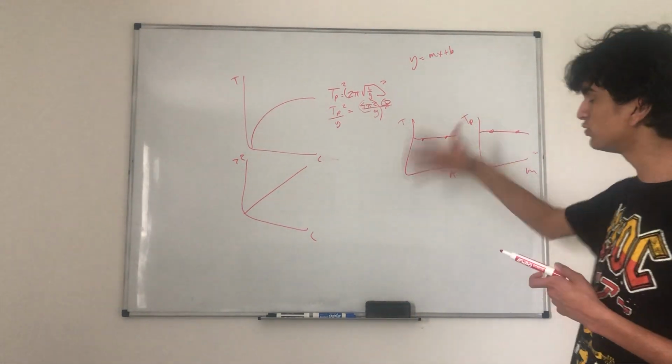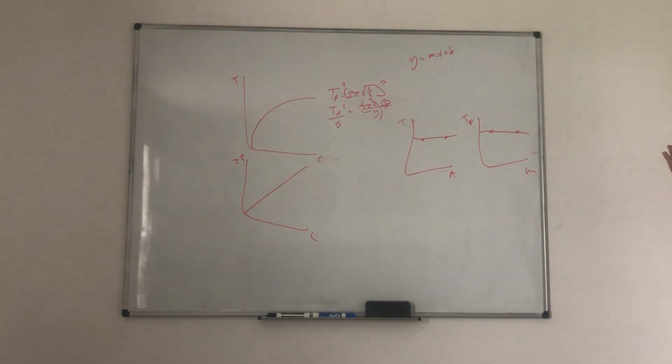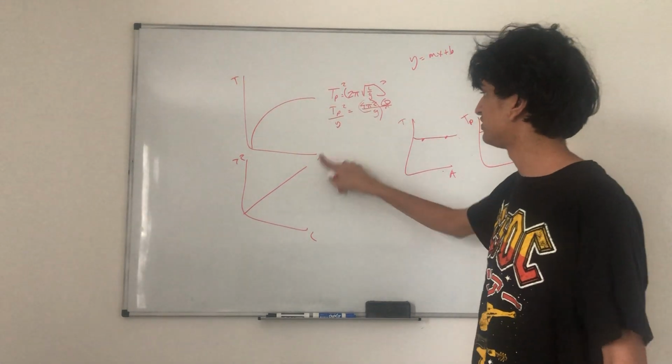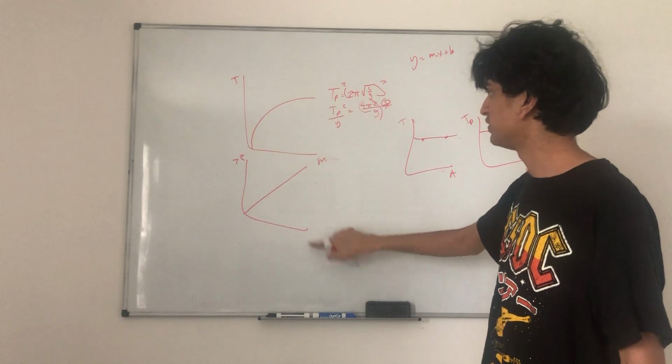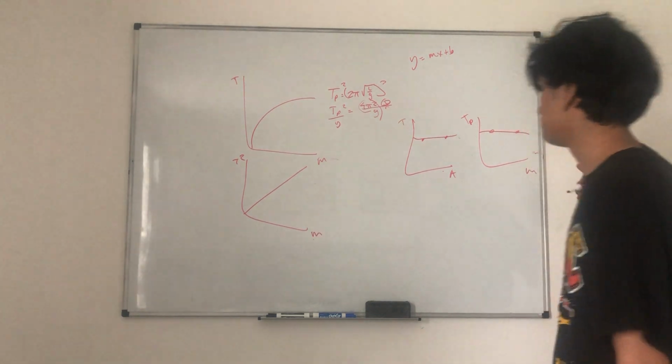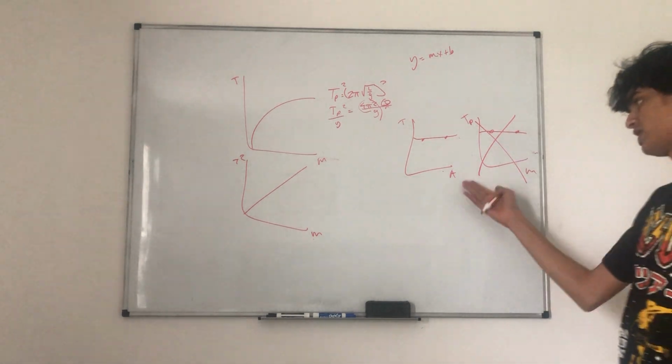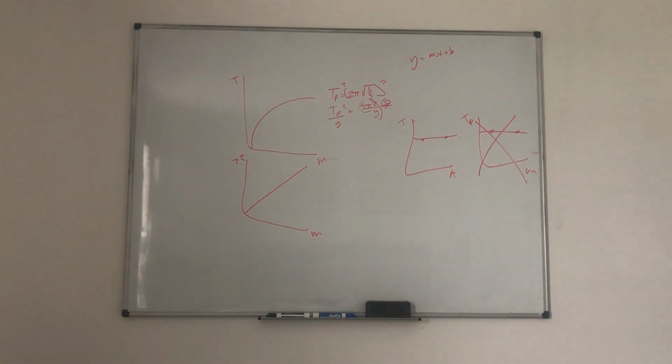And then you can do the same skills for the period of a spring. You can figure out, hey, T over m is this, right? This would be T squared over m. Mass now is like for a pendulum, so it wouldn't work here, but then the amplitude would still be that flat horizontal line.